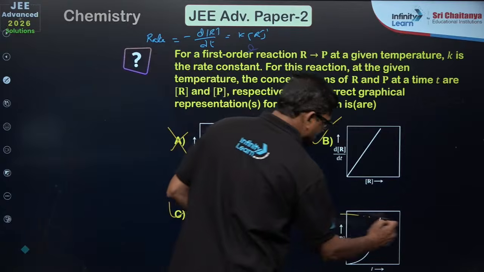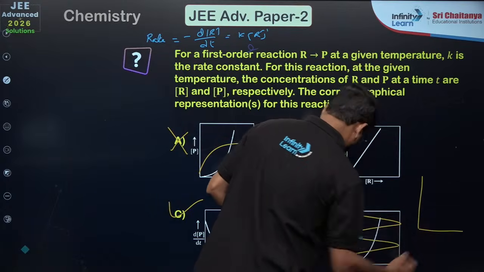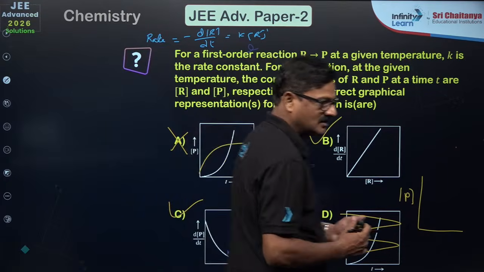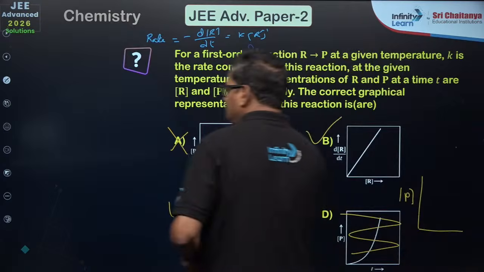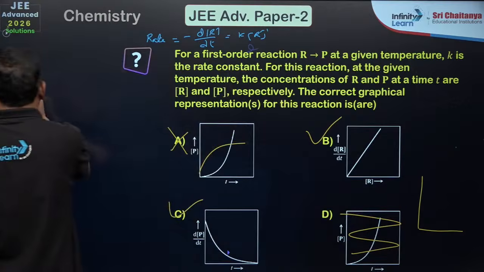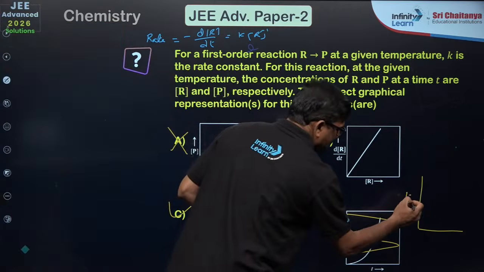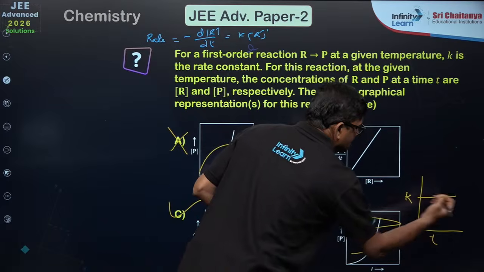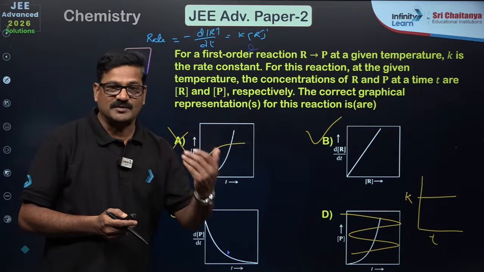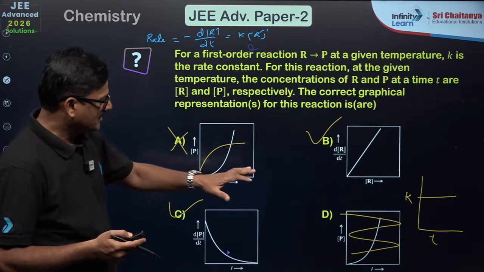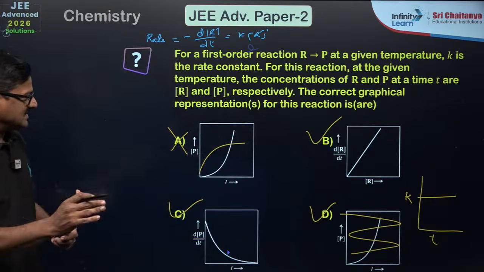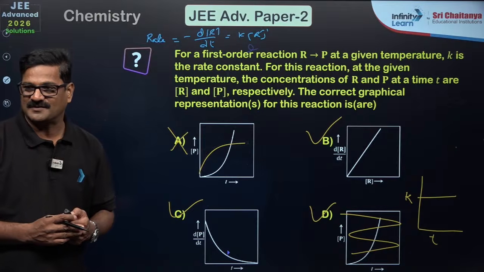here the structure is supposed to be like this. Product concentration is given in a different way. Rate constant with the time is given like this. And the rate constant is dependent only on temperature. So I mean to say here this is also correct. So I want to say B, C, D are the correct options for this question.